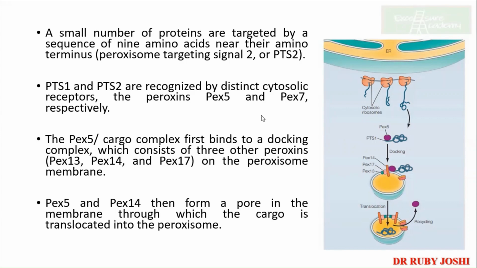Now, PTS1 and PTS2 are both recognized by distinct cytosolic receptors, the peroxins PEX5 and PEX7 respectively. These PEX5 and PEX7 are present outside in the cytoplasm, so they are soluble. Now what is happening is that PEX5 is going to recognize the C terminal PTS1, and then it binds to your cargo protein.